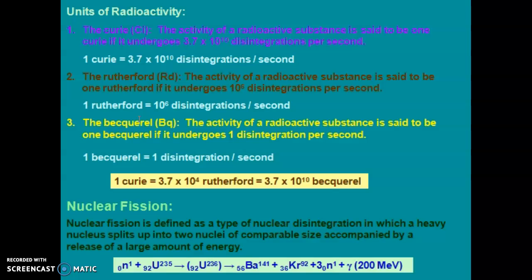Third unit is the Becquerel. 1 Becquerel means the activity of a radioactive substance is said to be 1 Becquerel if it undergoes 1 disintegration per second. So this is the basic conversion that you can use. You can change Curie into Rutherford by multiplying by 3.7 into 10 raised to power 4, and 3.7 into 10 raised to power 10 you can change into Becquerel. So these are the basic units that are used to measure the radioactivity of a substance.